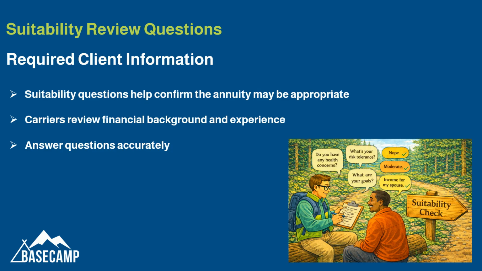As the slide highlights, this section gathers information that may help determine whether the annuity aligns with the client's stated goals, time horizon, and financial situation. That's why it's important to walk through these questions with the client carefully, rather than rushing through them. Carriers often review details such as financial experience, available resources, and the client's overall objectives. This information helps provide a clearer picture of how the annuity fits within the broader financial discussion that has taken place.